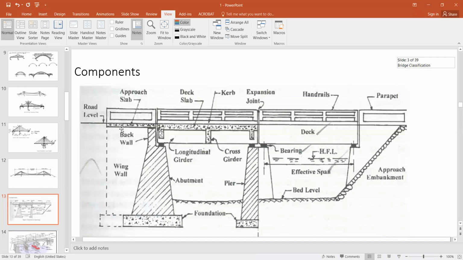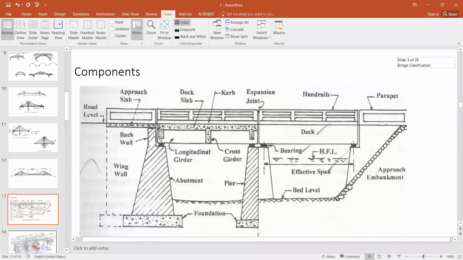As you see, when you proceed to the bridge, we start with the approach slab. The function of the approach slab is to provide a smooth transition for the vehicle, because if somehow this soil fails, then when the vehicle comes it will suffer a shock or a jerk here due to the settlement. So we provide an approach slab so that if somehow this soil fails, the approach slab provides a smooth transition from the road level to the bridge, and this approach slab is supported by this back wall or abutment wall.